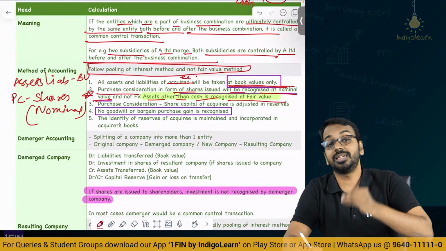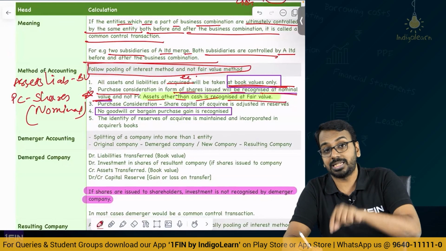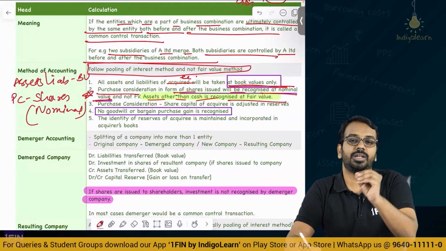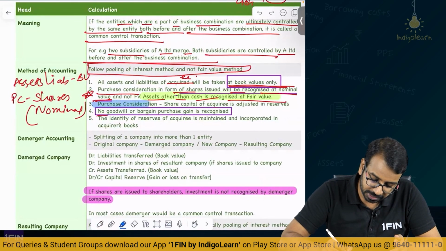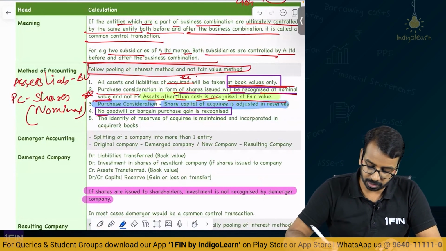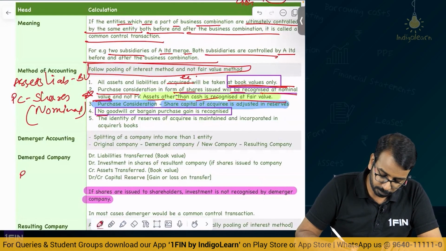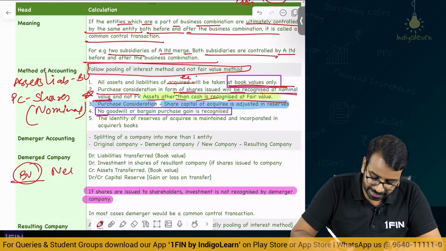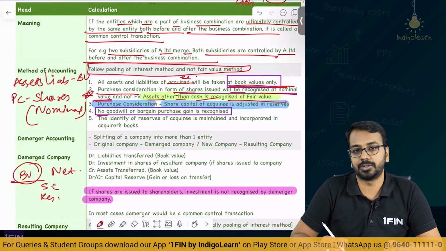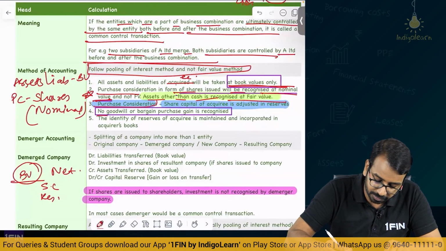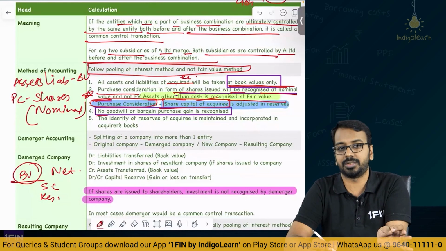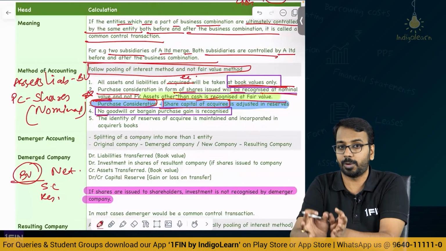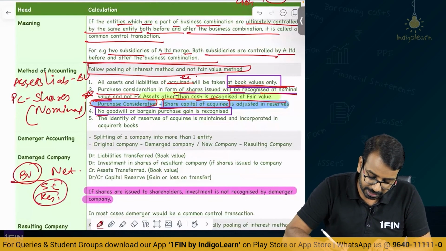So, if you are giving any other purchase consideration, all of that will be recognized at fair value, but shares issued will be recognized only at the nominal value. The difference between purchase consideration minus share capital of acquiree is adjusted in the reserves. Because you are taking everything at book value, the net asset will basically be share capital and reserves. Whatever you have paid as purchase consideration minus whatever is the equity share capital of the acquiree, the difference that comes will be adjusted in the reserves.